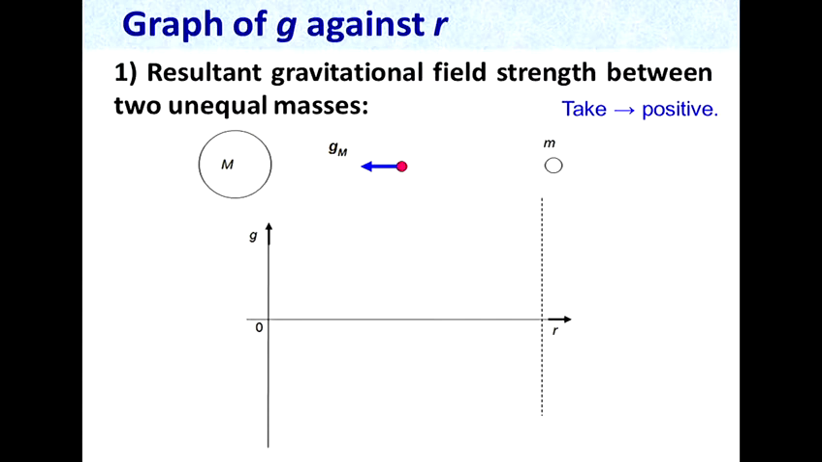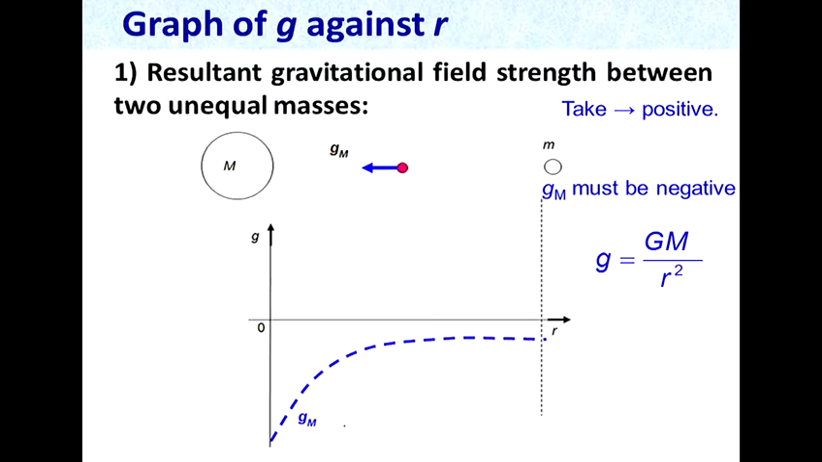What about the magnitude? The magnitude is calculated using this formula, right? GM over r squared. In this case, this is big M, because now we're only looking at the g field strength due to big M only. I ignore the presence of small m for now. So the magnitude of small g is inversely proportional to the distance away from big M. Right? So the graph will look like that.